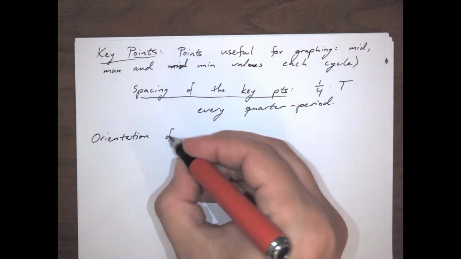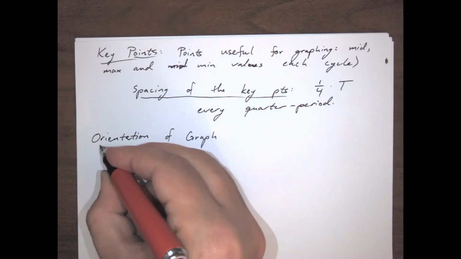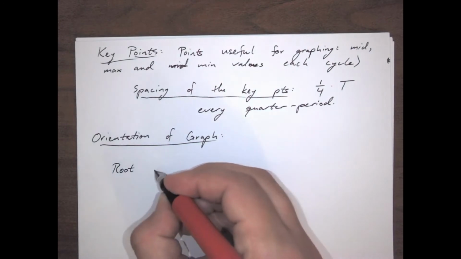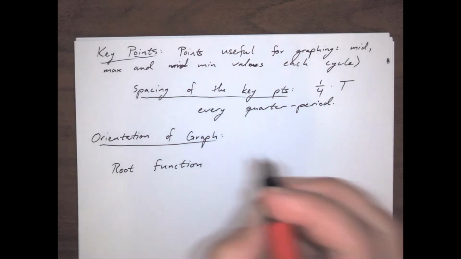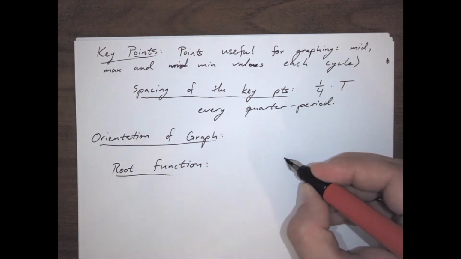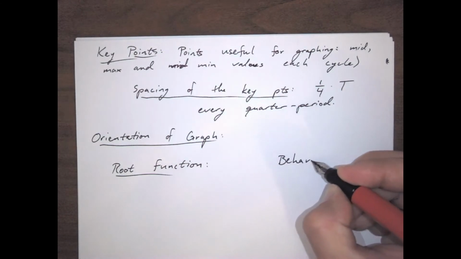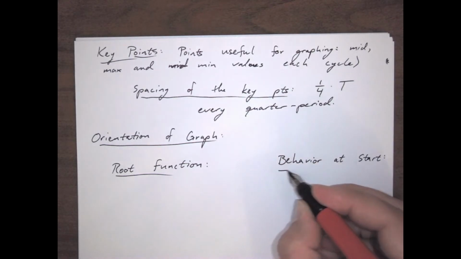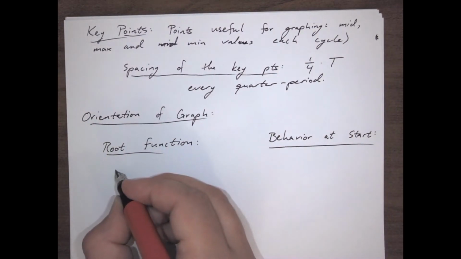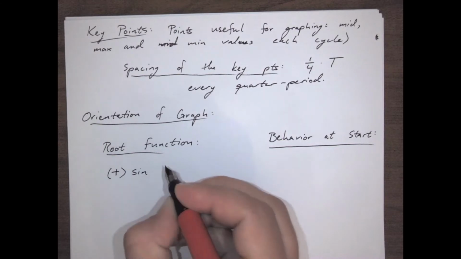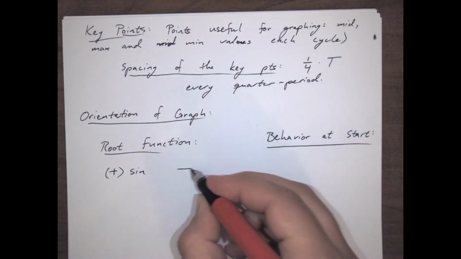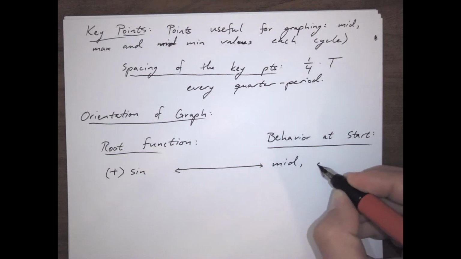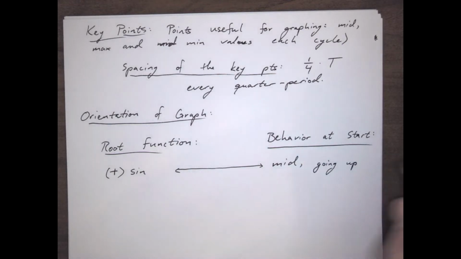So the orientation of the graph is all going to depend on the root function. So the root function and then the behavior at the start. So the root function, we can have positive sine, and the behavior at the start for that will be start at midline, going up.